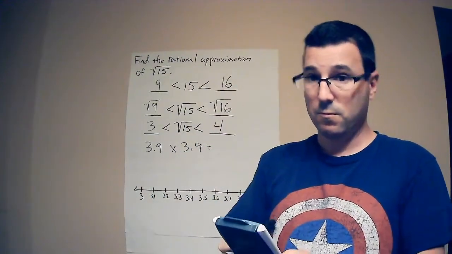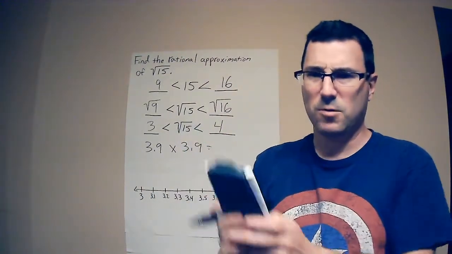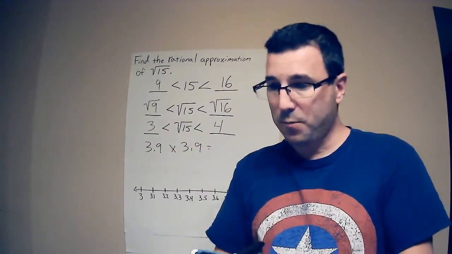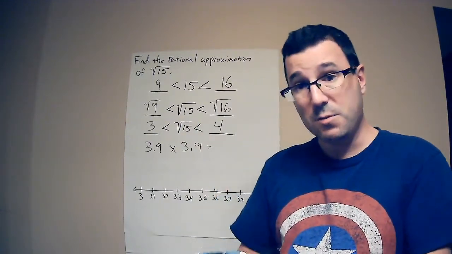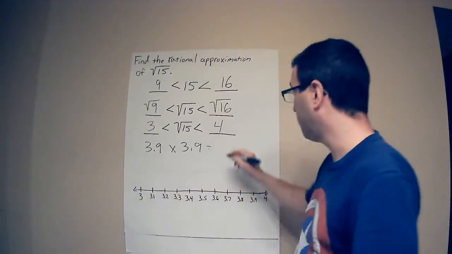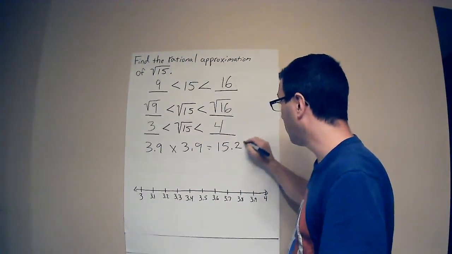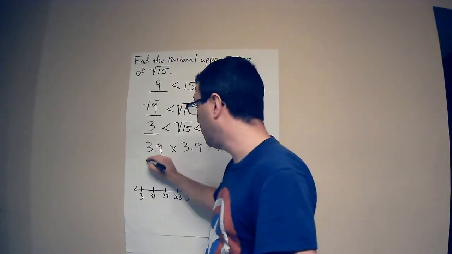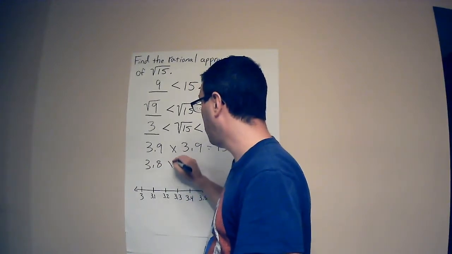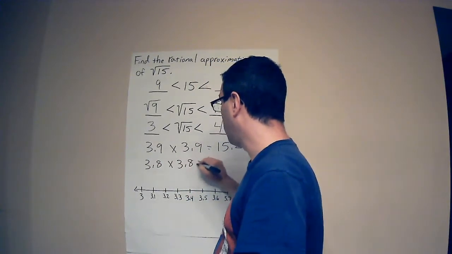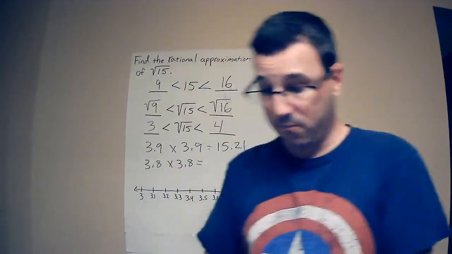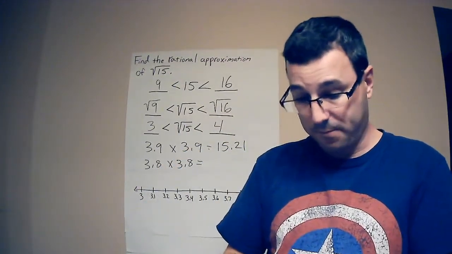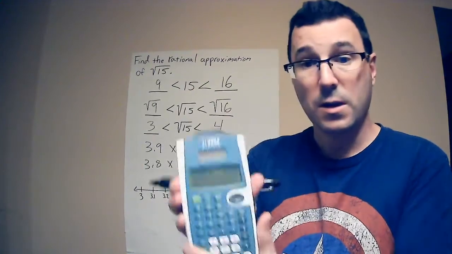And when I go to my calculator, I already did this, so I'll just do it for show. Alright, 3.9 times 3.9 gives me 15.21. That's a little high. So I'm going to try 3.8 times 3.8. I'll actually do it this time. Gives me 14.44.